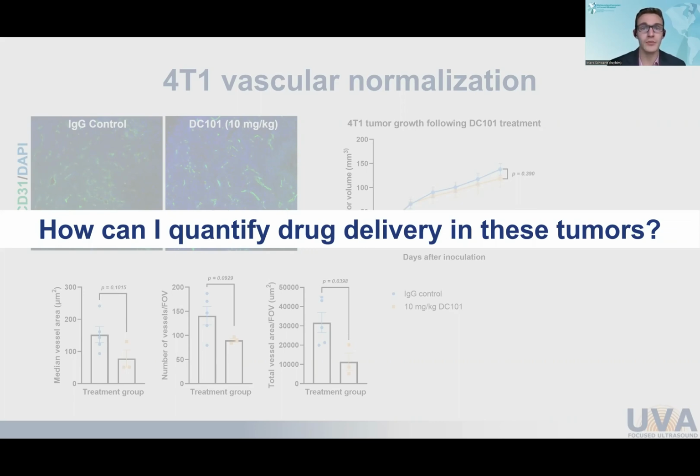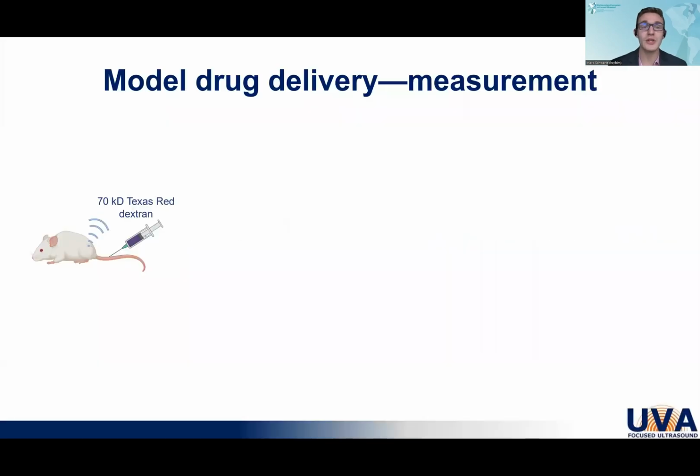And I resolved to respond to this question by building out a measurement system with a model drug that I could quantify. I employed a 70 kilodalton Texas red dextran as a model drug for one of two reasons. Firstly, because it's quite similar in size to an antibody that I may want to deliver in the future. And secondly, because its fluorescent tag makes it easy to quantify by many methods.